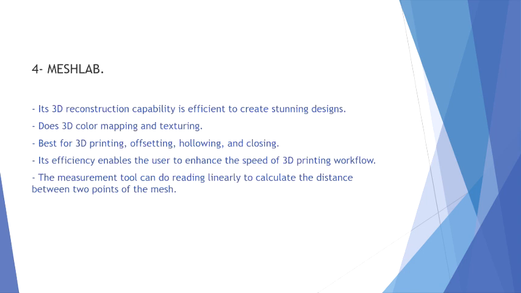Finally, we have MeshLab software. This software is the best software for offsetting, hollowing, and closing. Its 3D reconstruction capability is efficient to create stunning designs. Also, it does 3D colors mapping and texturing, and its efficiency enables the user to enhance the speed of 3D printing workflow. Finally, the measurement tool can do reading linearly to calculate the distance between 2 points on the mesh.